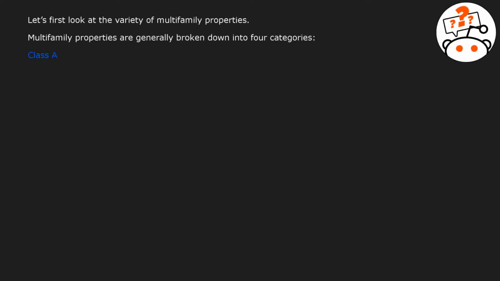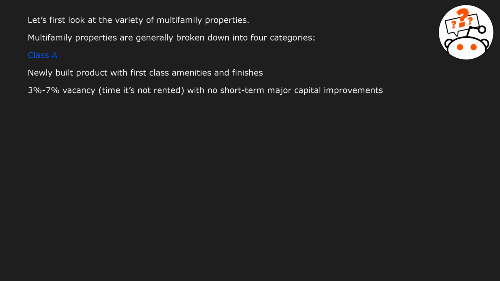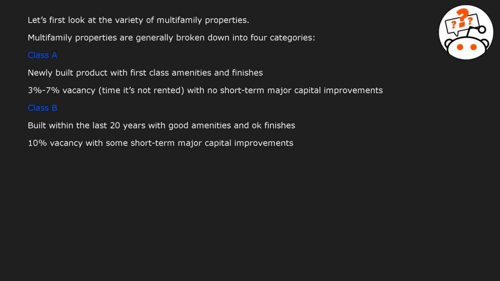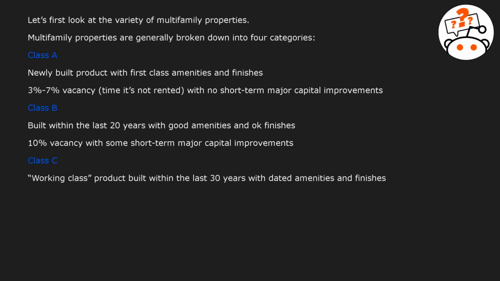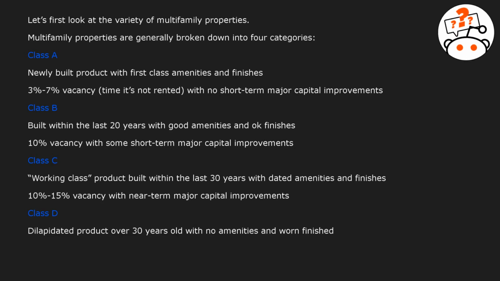Let's first look at the variety of multifamily properties. Multifamily properties are generally broken down into four categories. Class A: newly built product with first-class amenities and finishes, 3 to 7% vacancy, meaning the time it's not rented, with no short-term major capital improvements. Class B: built within the last 20 years with good amenities and okay finishes, 10% vacancy with some short-term major capital improvements. Class C: working class product built within the last 30 years with dated amenities and finishes, 10 to 15% vacancy with near-term major capital improvements. Class D: dilapidated product over 30 years old with no amenities and worn finishes, 10 to 15% vacancy with immediate major capital improvements.